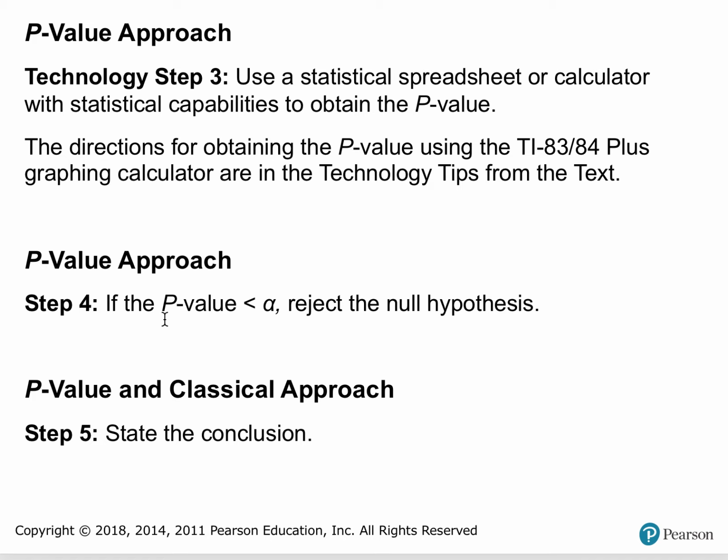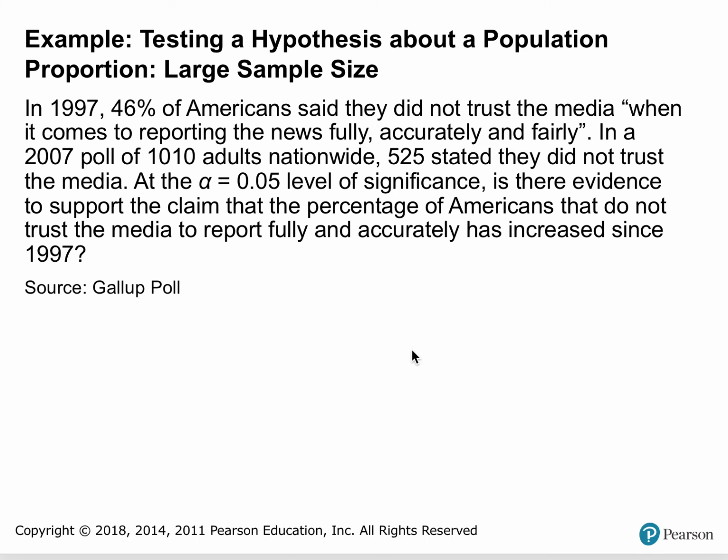Okay, so then step 5, this is for both of them, is state the conclusion. On the p-value, if your p-value is less than alpha, then you're going to reject the null hypothesis. All right, now let's do one.